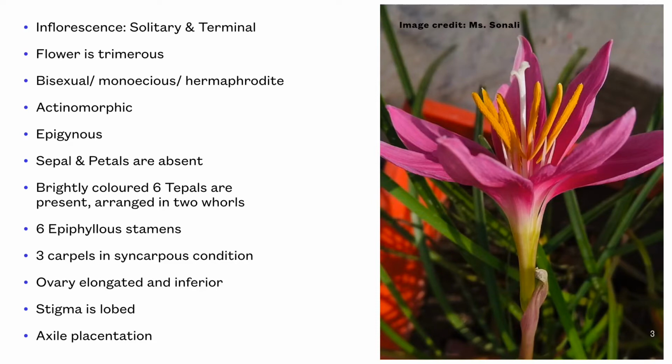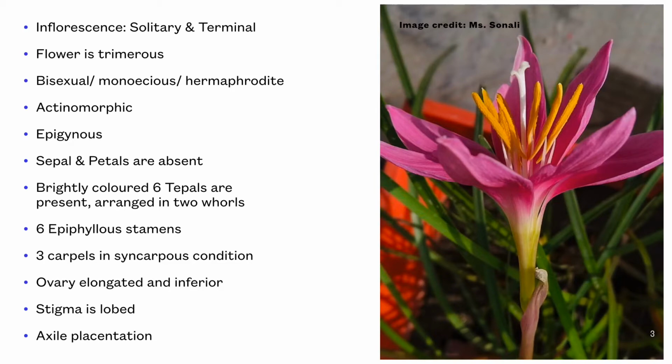Sepals and petals are absent. Instead, a structure called perianth is present. Brightly colored 6 tepals are present, which make the perianth, and these 6 tepals are arranged in 2 whorls with 3 tepals in each whorl. Next, there are 6 epiphyllous stamens present. Epiphyllous condition means the stamens are attached to the tepals or the perianth with filament.